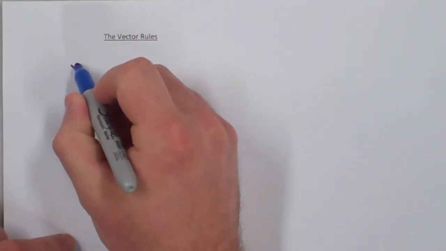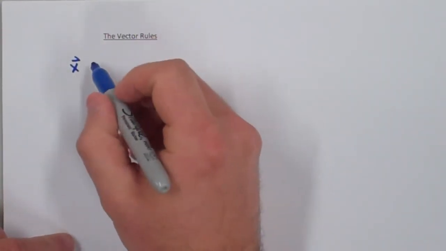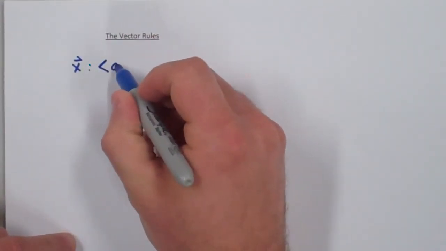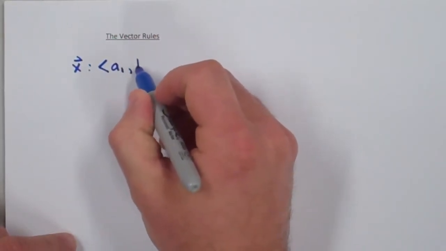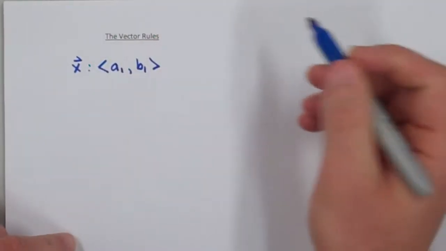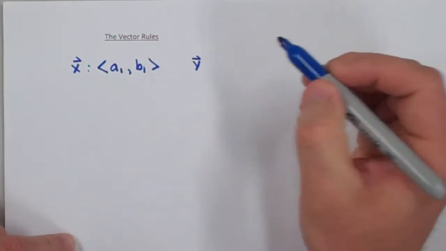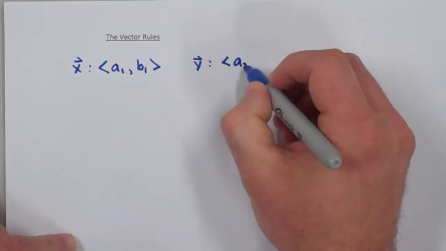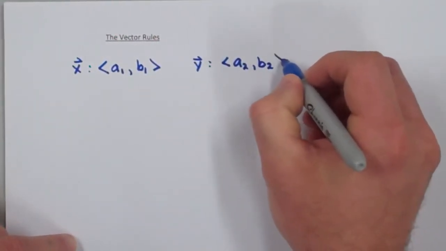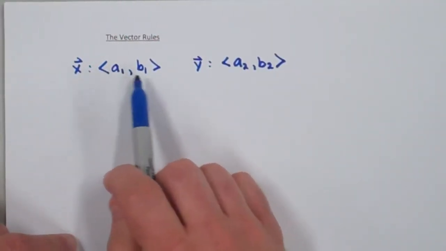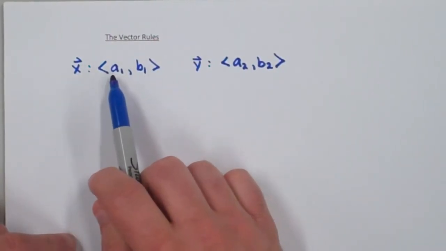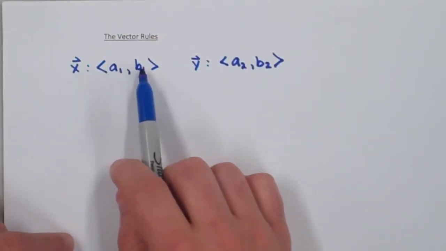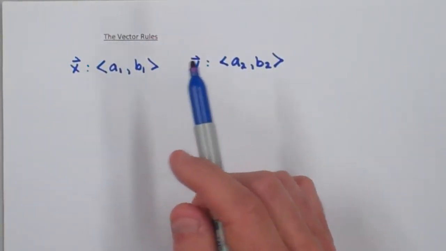We'll go vector x is going to be, we'll just do a sub 1 and b sub 1 for the x and the y components. And then vector y will be a sub 2 and b sub 2. So it's important to note that these are not coordinates like an ordered pair for a point. This is a vector ordered pair, so this is the x component and the y component of that vector.